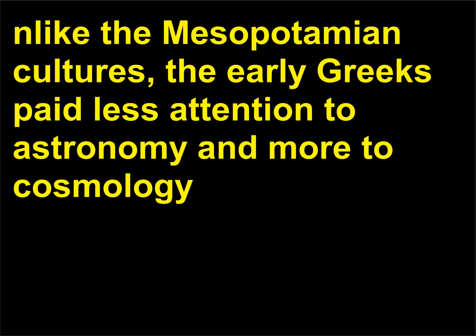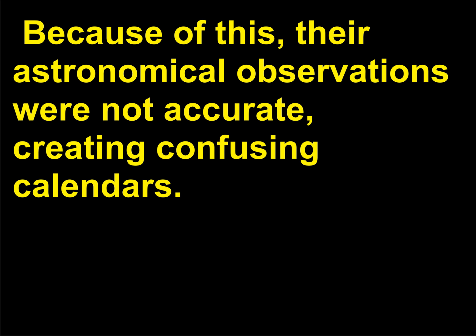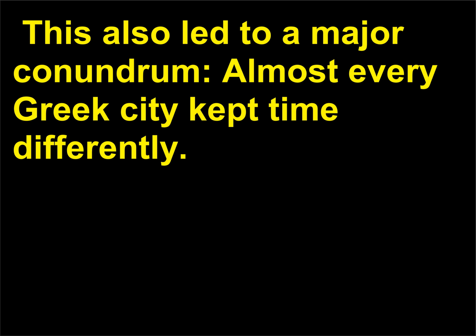And like the Mesopotamian cultures, the early Greeks paid less attention to astronomy and more to cosmology. They were interested in studying where the Earth and other cosmic bodies stand in relation to the universe. Because of this, their astronomical observations were not accurate, creating confusing calendars. This also led to a major conundrum: almost every Greek city kept time differently.